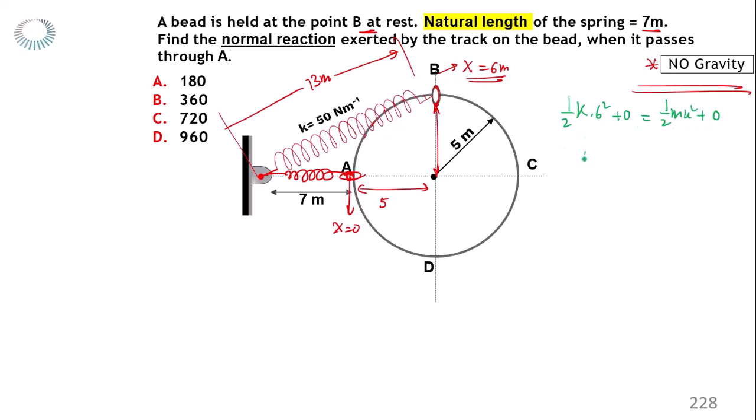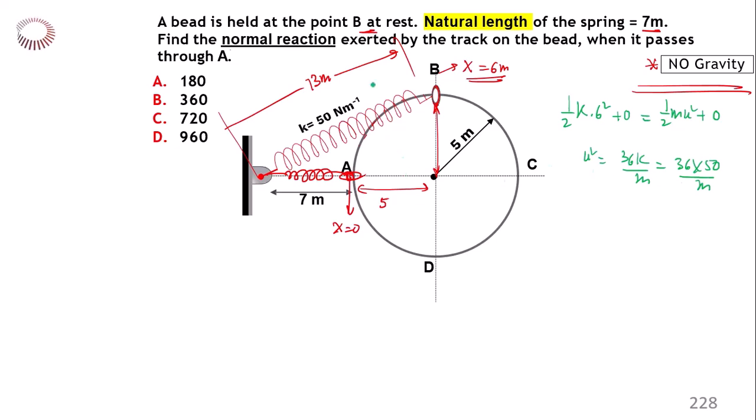So the half cancels out and I can calculate u square equal to 36k by m. Now k is given as 50. So u square is 36 into 50 by m, where m is the mass of the bead.